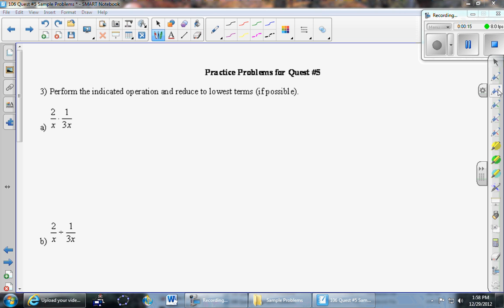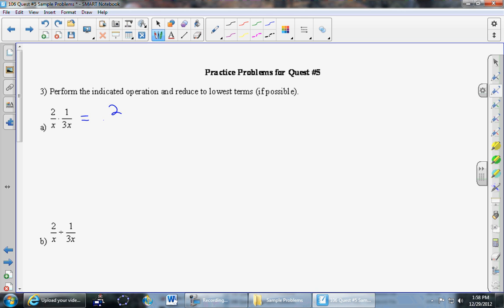Multiplication of fractions is straightforward. Cancel anything you can from any numerator with any denominator. Okay, there's nothing that can cancel here, so we just multiply straight across. 2 over 3x squared.